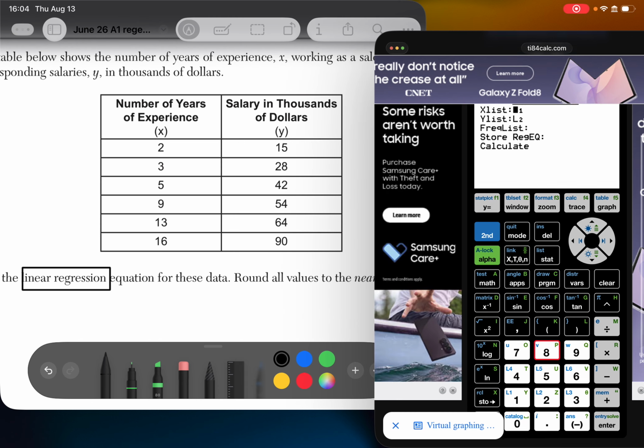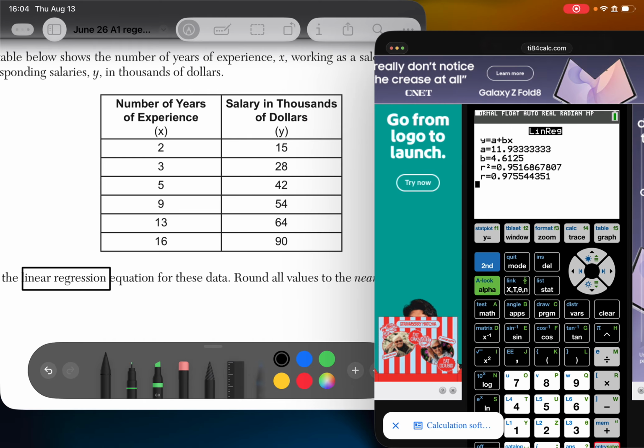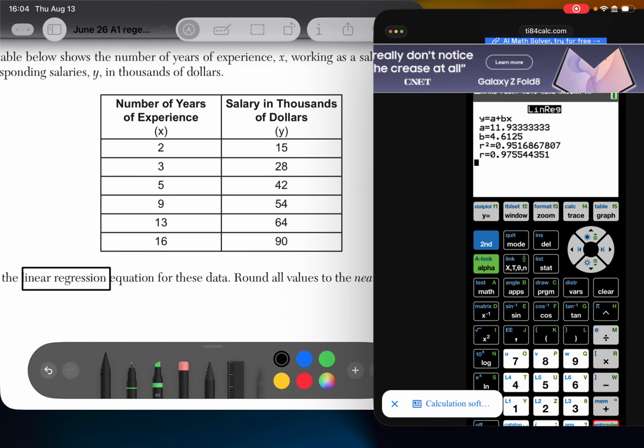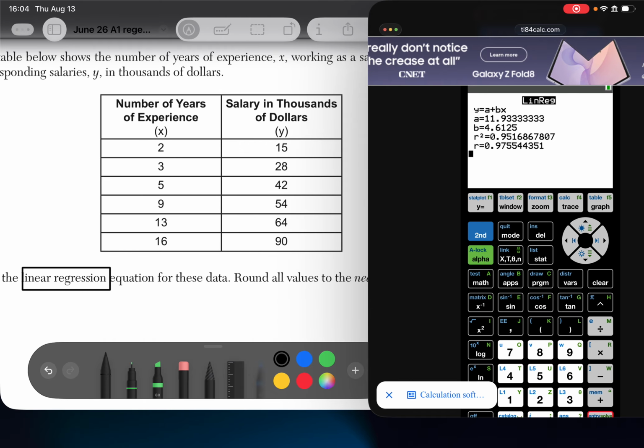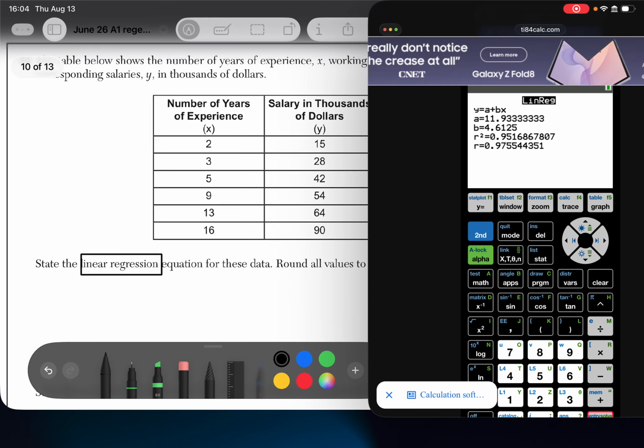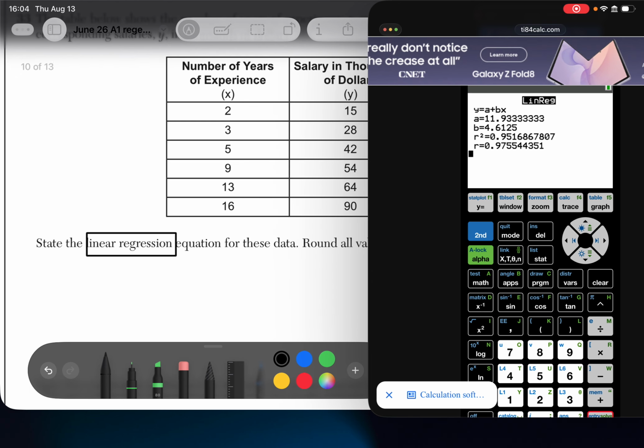Once you hit 8 or scroll down to hit 8 and hit enter, we're going to enter all the way through to the end, which won't take long to do. Once you get all the way to the end, you're going to be given our linear equation formatting. So the formula, which is y equals a plus bx, the value of a, b, r squared, and r.